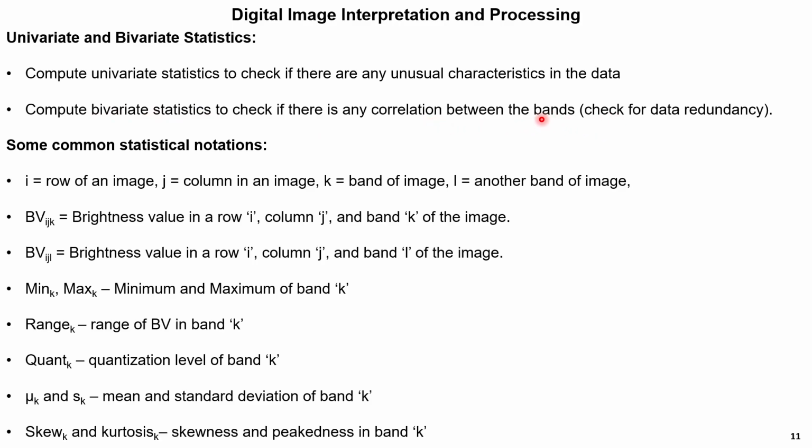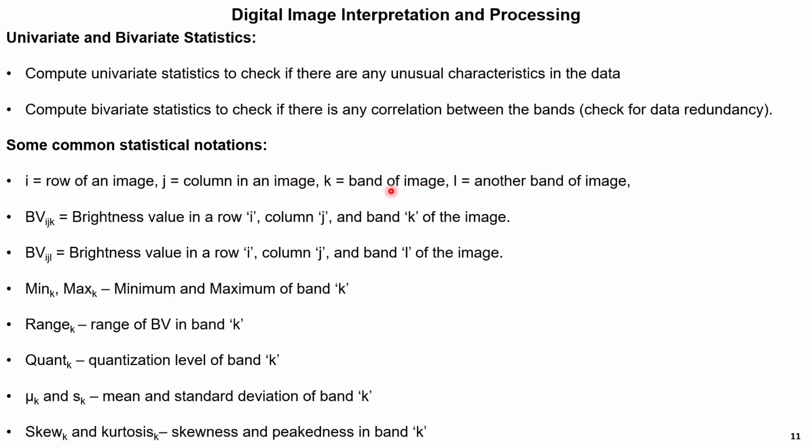So if you see your NIR and SWIR may be correlated, or your red band and NIR may be having some correlation. So this increases the redundancy of your data, which means we can eliminate some of this information and reduce the dimension for our analysis.